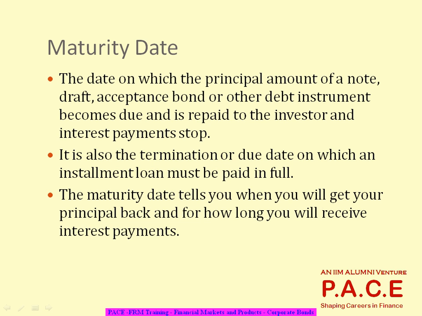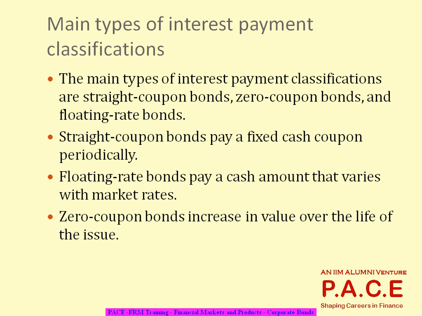Maturity date tells you when you will get your principal back, for how long you will receive interest payments. So let's say if the bond is having a 5-year maturity date, you will get your interest either getting or accumulating, either way, for 5 years. And at the end of 5 years, the principal would be paid back in any typical corporate bond.